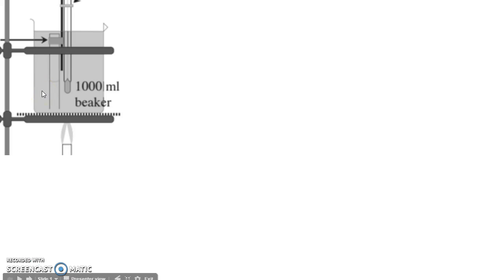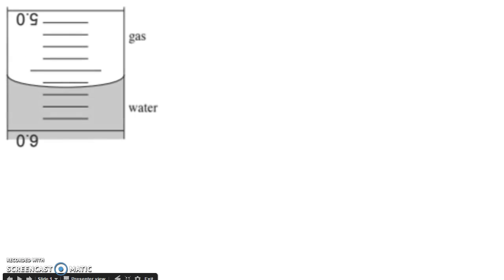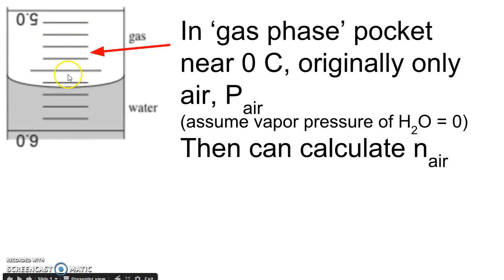We're going to have a container of water that we fill with a bunch of water, and then we're going to have an inverted graduated cylinder inside of our large container of what's going to be ice water. And initially, we have this pocket of gas above the liquid water.